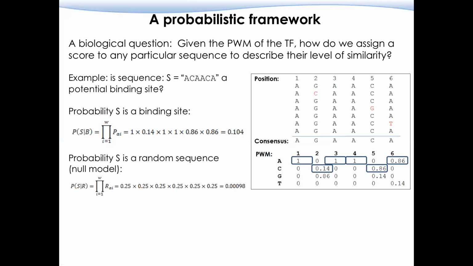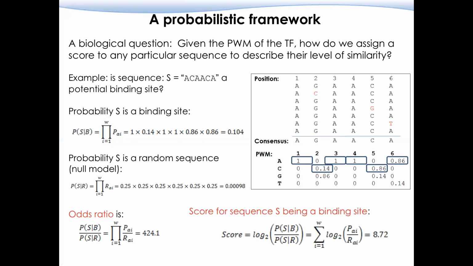Assume for each position, the probability of picking A, C, G, or T at random is 25%, or 1/4. Then you can say this probability is much smaller than that one, 0.00098. In other words, if we divide this one by that one, we get an odds ratio of over 400, which means this sequence is much better in terms of probability compared to a random sequence.